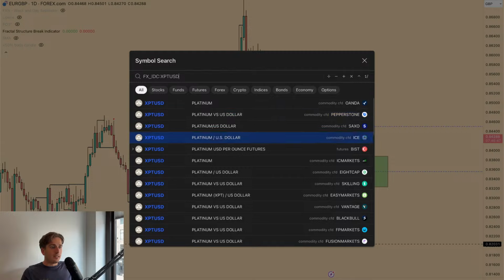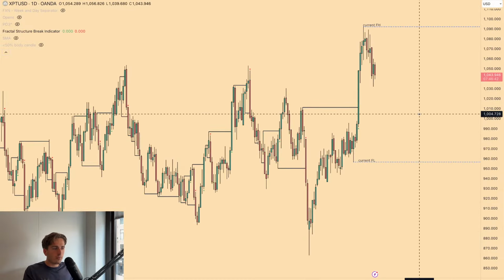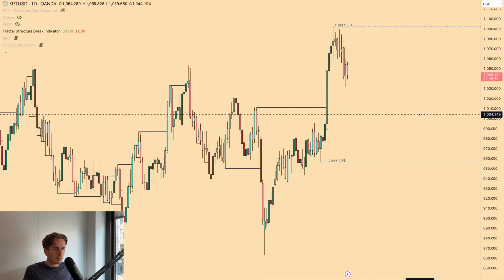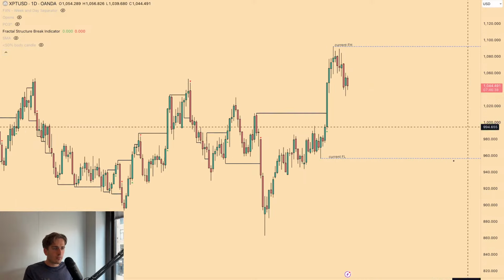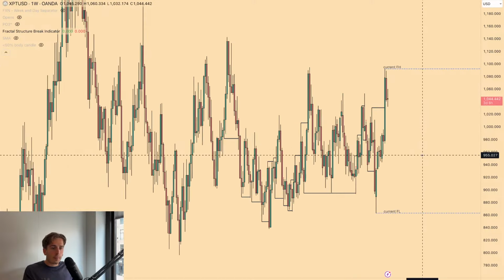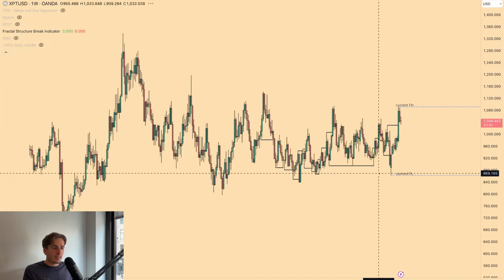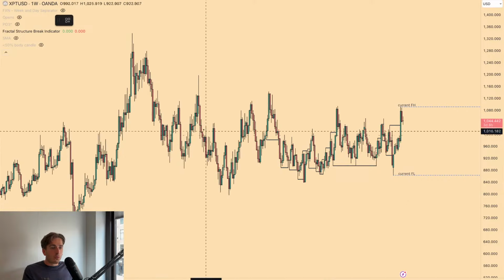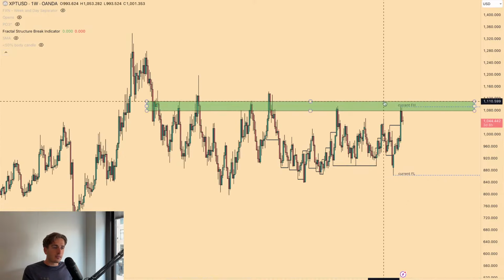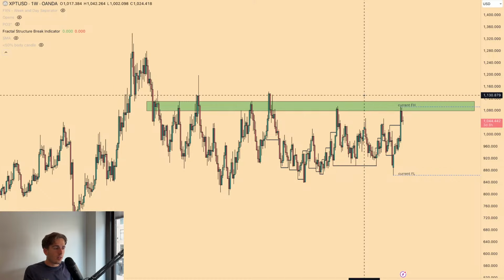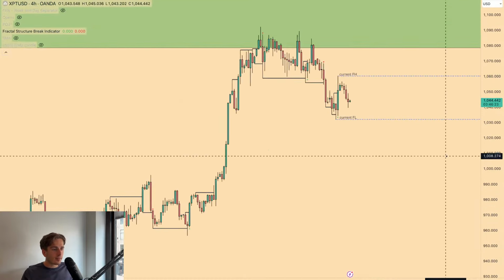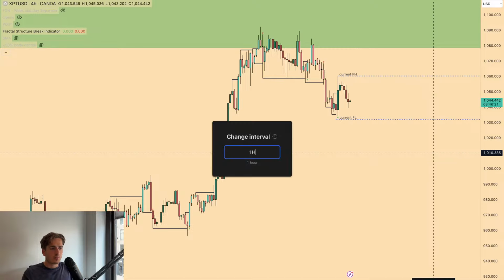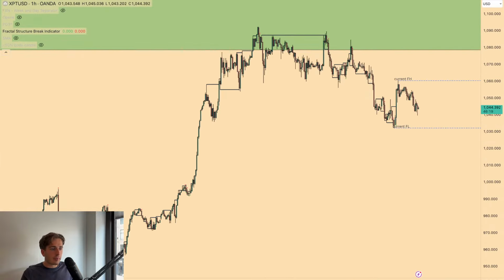XBT USD. Let's see. Yeah, this is one of those things, man. What you want to be doing? You're trading at resistance, so shorts make sense, I guess. The only thing is that it did grab this low here.